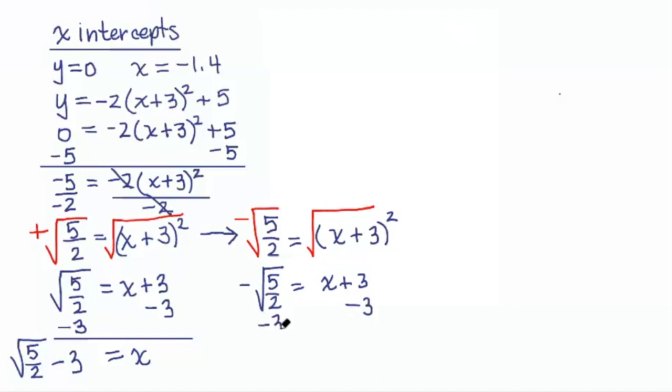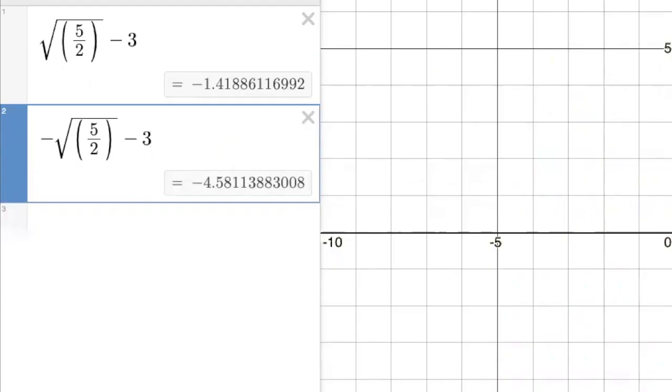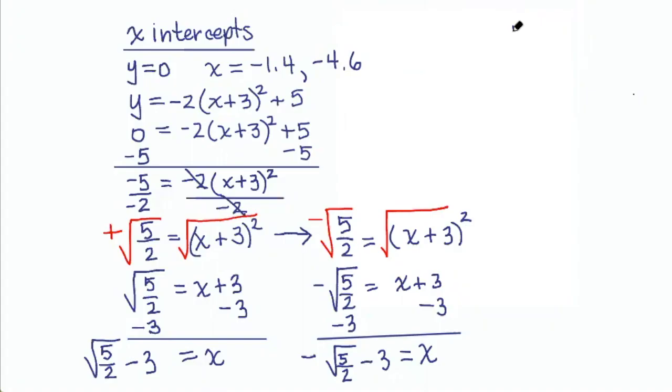Okay, remember the square and the square root cancel, and you would finish by subtracting 3 on both sides. This gives me a second x-intercept or root, and I'm going to go back to my calculator and put that one in as well. So now you can see I've gotten a second x-intercept value of approximately, if we round to the nearest tenth, negative 4.6.